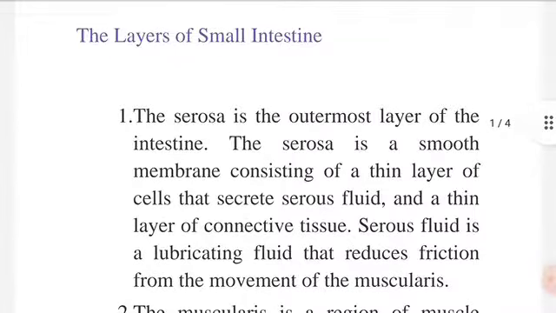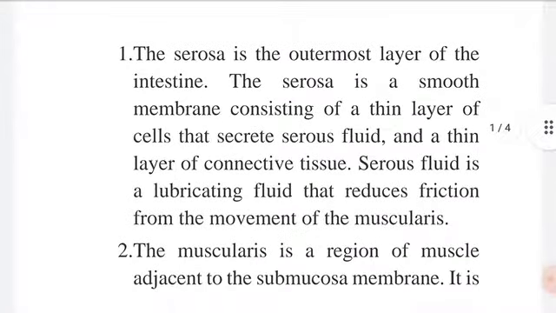There are four main layers present in the small intestine. First one is the serosa. Serosa is the outermost layer of the intestine, and it is a smooth membrane consisting of a thin layer of cells that secrete serous fluid and a thin layer of connective tissue.